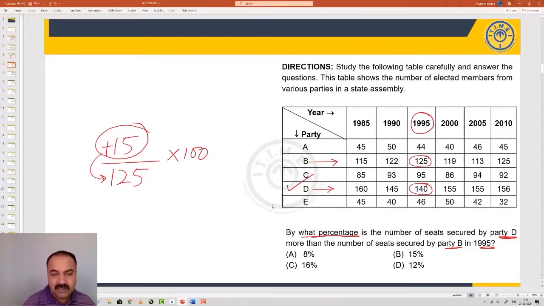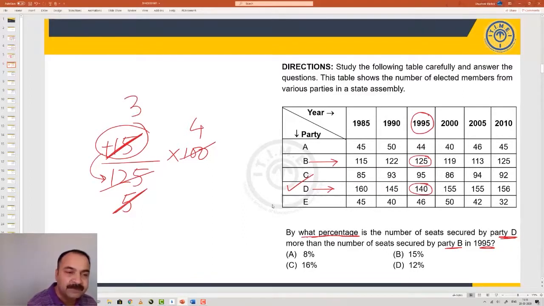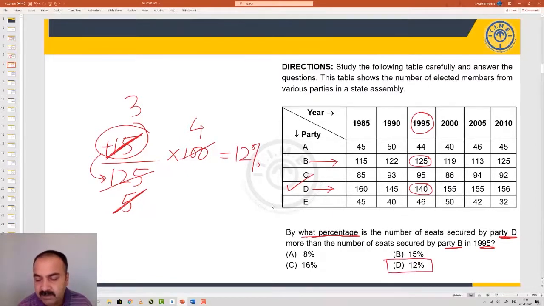Now, in general, to multiply with 100 and then divide with numbers might be tricky, but in this case it becomes easier because 100 is a multiple of 25. 25 fours are 100. And 125 is also a multiple of 25. 25 fives are 125. And the above number 15 is divisible by this 5, that is 3. And 3 fours would therefore give you 12%. Therefore, the correct answer here is 12%.